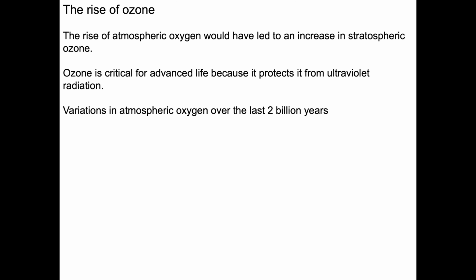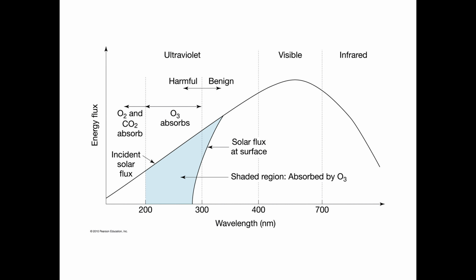There have been considerable variations in atmospheric oxygen over the last 2 billion years. Now, when we look at a comparison between energy flux and wavelength of incoming radiation from the sun, you can see here's the visible range of radiation from 400 to 700 nanometers. To the left, we have ultraviolet radiation, and you'll notice that there's a band of ultraviolet radiation that isn't particularly harmful. Once we get into the harmful band of ultraviolet radiation, fortunately, we have an increase in ozone.